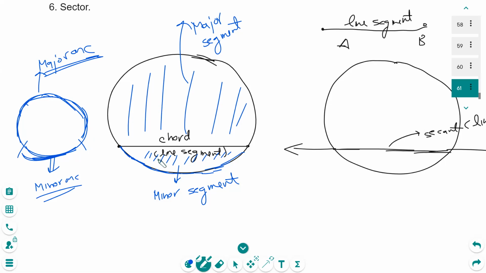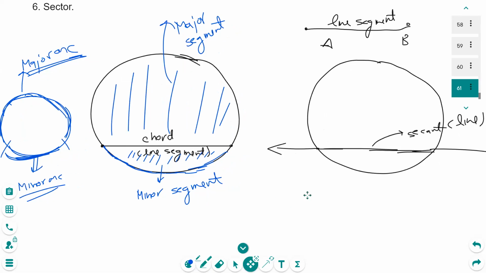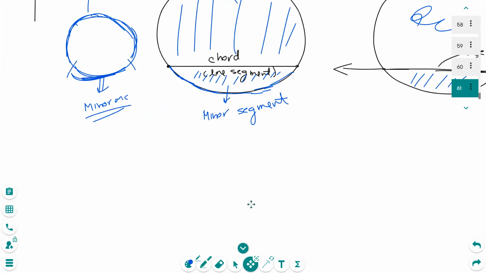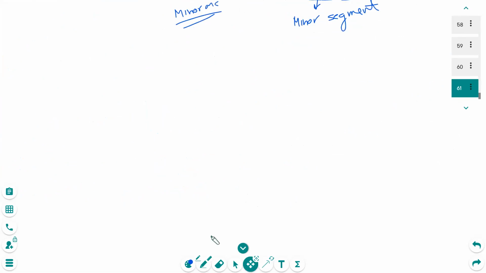So in a way I can say that segment is formed by a chord and an arc, right? Again a chord and an arc, right? So that's how we can say it's a segment. I will show you in the picture as well, don't worry. Second also does the same thing. It's the minor segment and it's the major segment, right? So you don't have to worry about that. Now chord is done. Let's focus on sector.